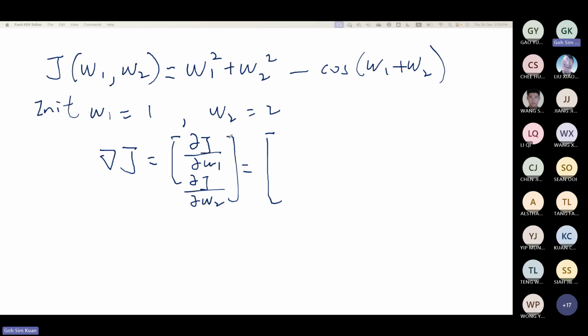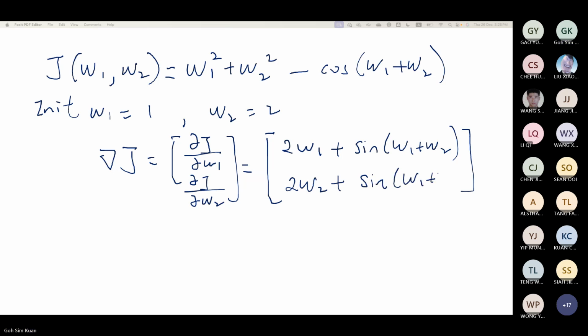To W1 plus sine, plus sine W1 plus W2. How about the second entry? To W2 sine. Okay, great. So this is what is required for gradient descent.